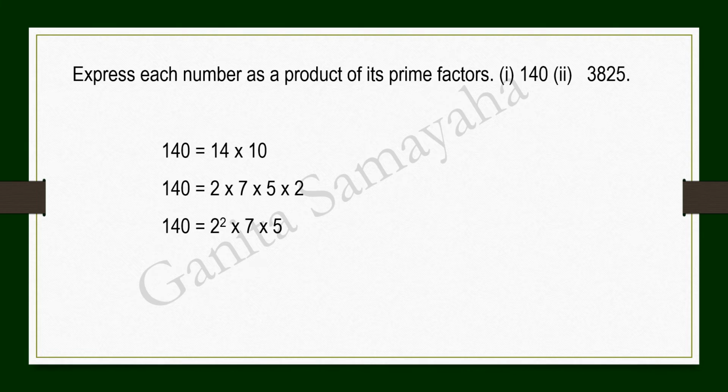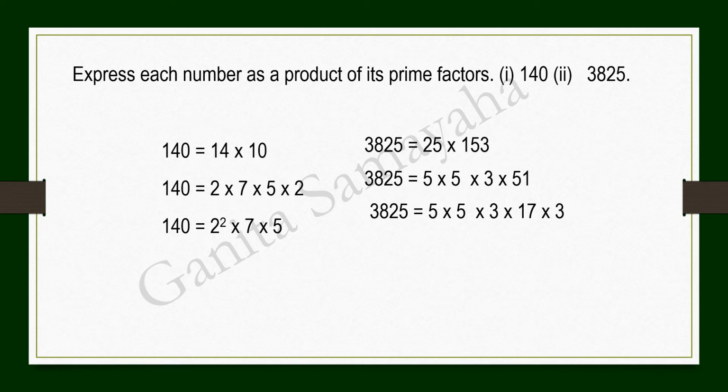All of you must get 2 to the power 2 into 7 into 5. The factors are 2, 7 and 5 only, nothing other than this. Okay, our fundamental theorem gives us the guarantee that these are the only factors. So to establish that, we are doing all this prime factorization. Okay, children. So similarly, 3825 can be initially written as 25 into 153. They can be further factorized, and finally you can write it as 5 to the power 2 into 3 to the power 2 into 17.